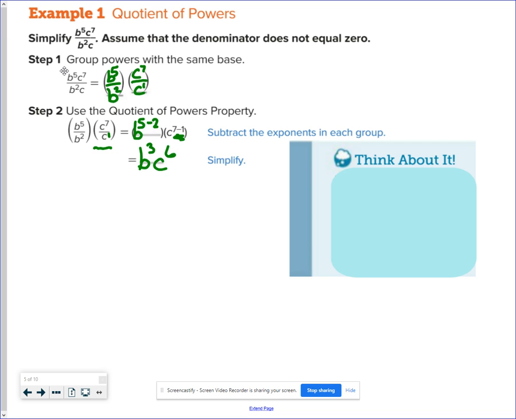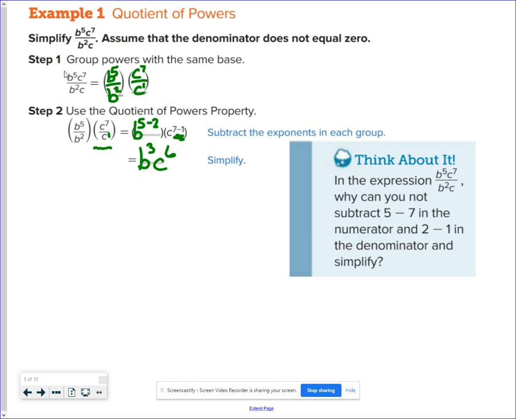Okay. Now, again, over on the side of the paper, there's a think about it. It says, why can't I just subtract, like in the numerator, the 5 minus the 7 and the 2 minus the 1, right? We're subtracting exponents. But what I want you to see here is the 5 and the 7, that's the stuff in the numerator. Those do not have the same bases. We can't do anything to simplify that. That's why we have to look at the b's and the c's separately.